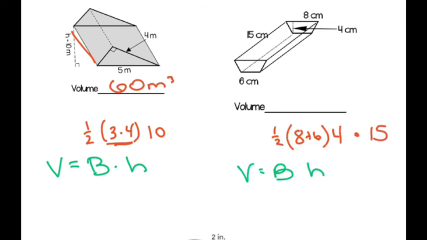Okay, for this next one, the way that I'm viewing it anyway, it does not look oblique, but it might look oblique to you. But it's a trapezoidal prism, so we've got this base, it's a trapezoid. And so on the one end, I am told that one of the bases is 8 and then the other one is 6. So that's where my 8 plus 6 came from. The height of the trapezoid is 4, and so that's where the 4 came from. So this part right here is the area of my base, and then I'm going to multiply it by the height, 15. So when I do that, I get 420 centimeters cubed.